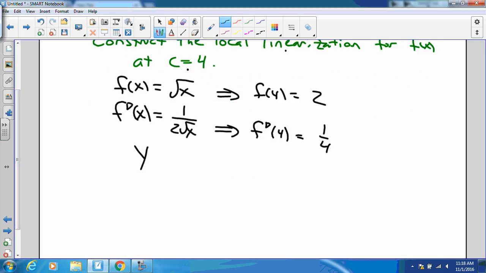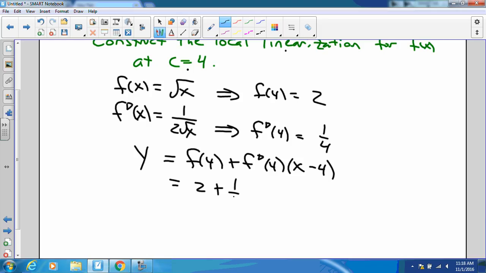And that is the information that we need for the local linearization at c equals 4. And in particular, we can just carry this on. y is going to be equal to f of 4 plus f prime of 4 times x minus 4, which is 2 plus 1/4 of x minus 4. Jason, do you mind hitting the door, please? Okay, so that's our local linearization. Now, let's use our local linearization. Here's where it gets magic. Watch this.